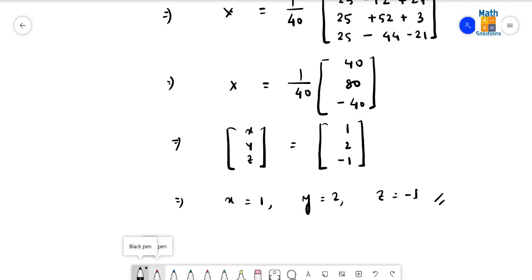Question number 14 is also exactly similar to questions 11, 12 and 13.